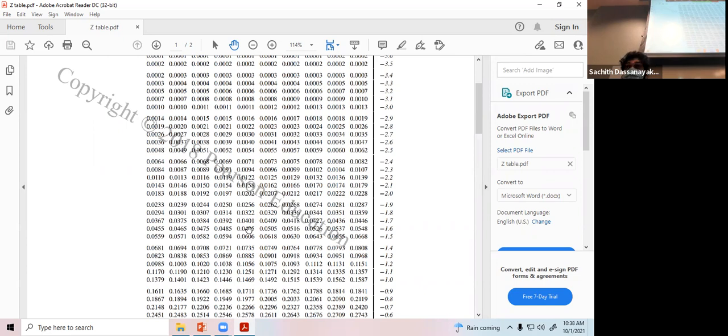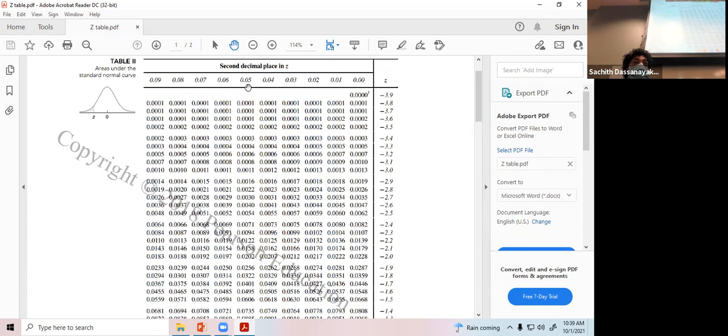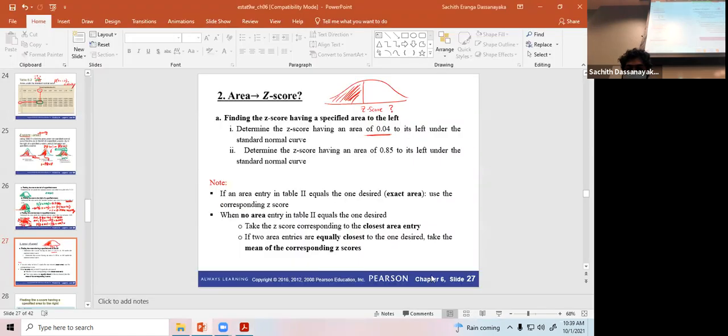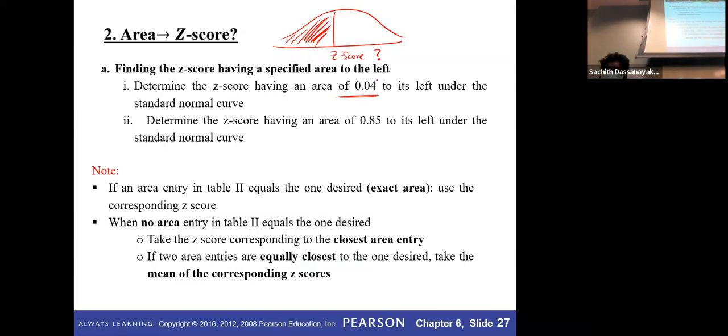But at the end, you have to consider the sign. So this side, this value is negative. So -1.75. Okay, clear? Let me go back. So this one is for this 0.04. This area is 0.04. So the C value is -1.75. Clear? Don't forget about the sign. At the end, you have to consider what is the sign and put it here.